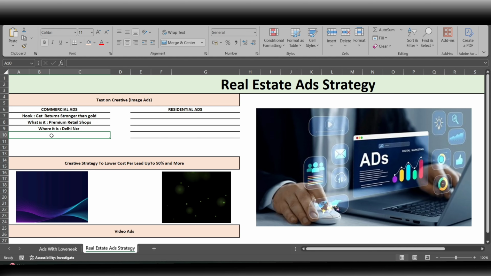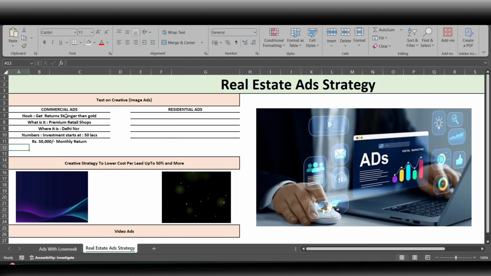Now these 3 things are done. The most important part comes next: numbers. If it is a commercial property, as said, people majorly buy this for investment purposes. So we will mention the number as investment starts at, let's say, 50 lakhs. And then we will mention rupees 50,000 monthly return. You can mention this on your creative.